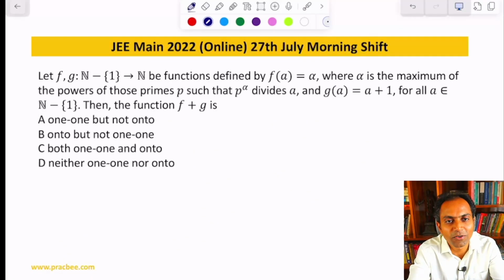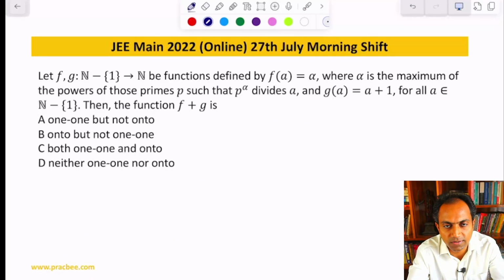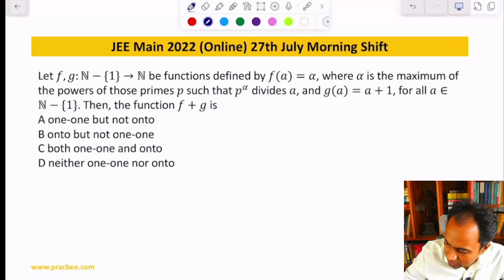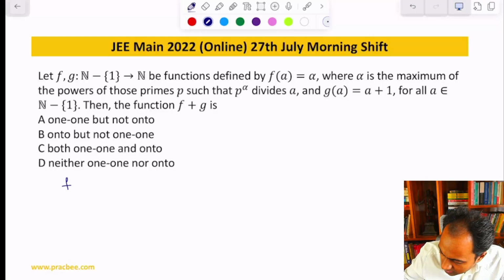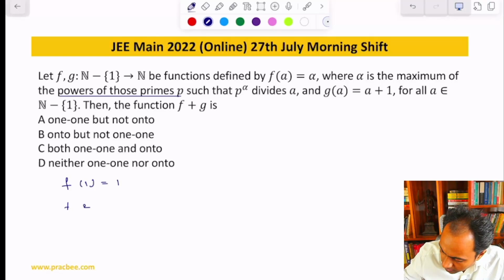The next question that we are going to take is a JEE Mains 2022 question. In this question, there are two functions given. First is f of a, which talks about alpha. So what is this function? Let us understand. It says that if you are putting 1 into it, whatever is the maximum power of the primes involved. So the maximum prime power involved would be 1. If I write 2, the maximum power of 2 is 1. So again it becomes 1. If I write 3, again the answer becomes 1.